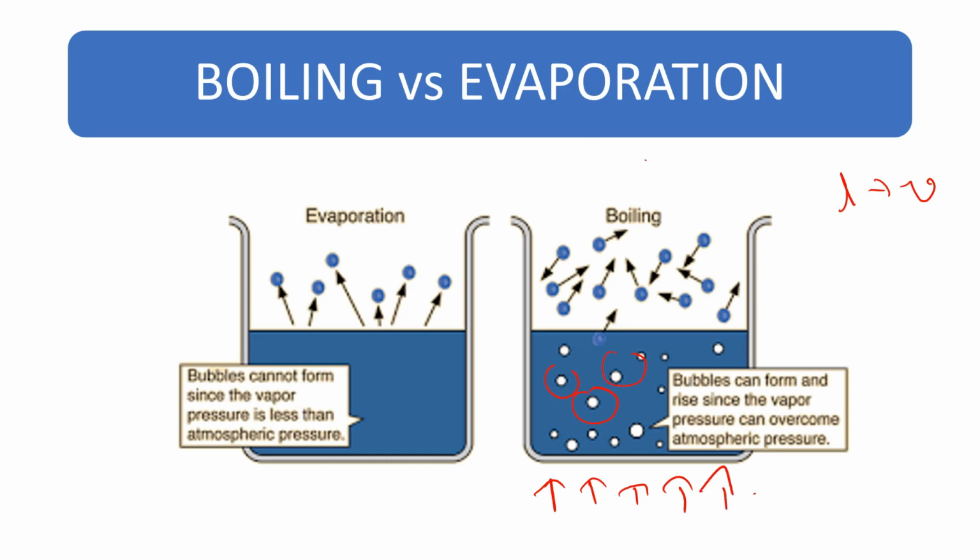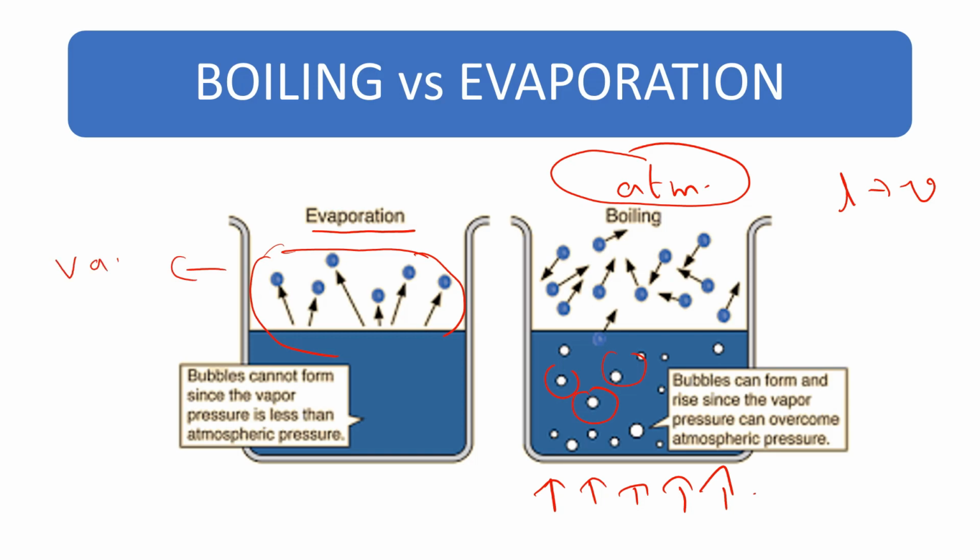So we have seen that there is atmospheric pressure acting on the top of the liquid. So when the vapor pressure is more than the atmospheric pressure, boiling can occur. But evaporation is a surface phenomenon. It occurs continuously. So that means there is some liquid getting converted to vapor and some vapor converted to liquid. And the pressure exerted by this vapor is called vapor pressure. We have seen that earlier. And in evaporation, bubbles cannot form since the vapor pressure is less than the atmospheric pressure.